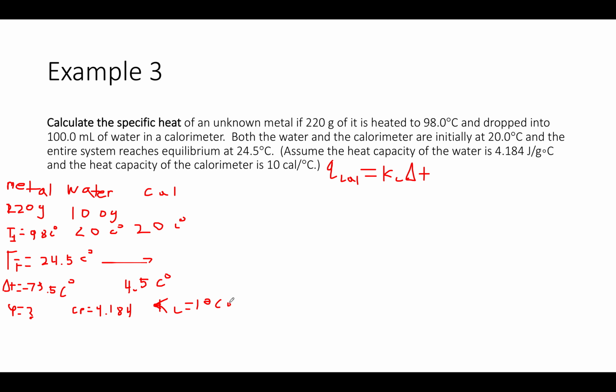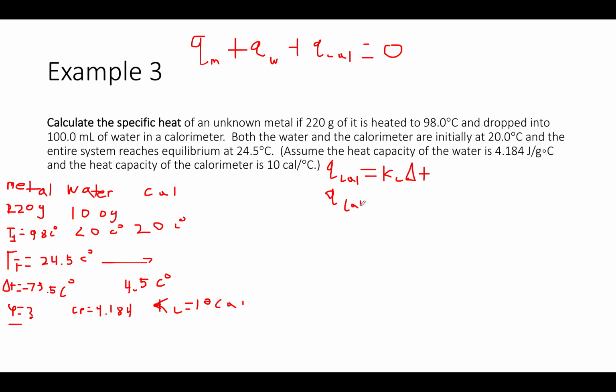So what can we do here to solve for the specific heat of the metal? We know that the heat of the metal plus the heat of the water plus the heat of the calorimeter has to equal 0, law of energy conservation. So the logical thing to do would find the heat of the calorimeter and the water and then solve for the heat of the metal.